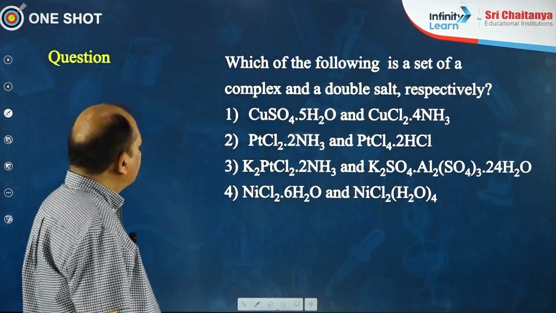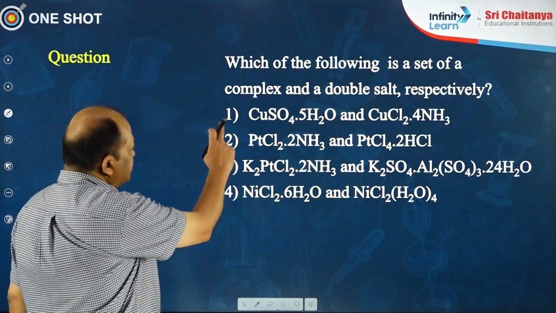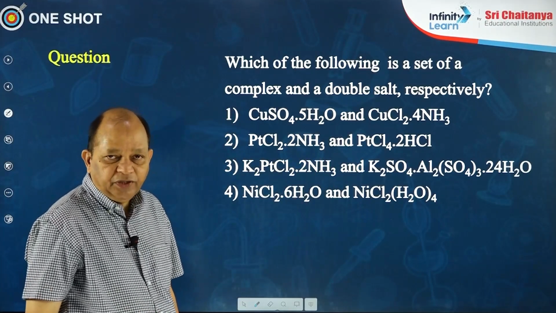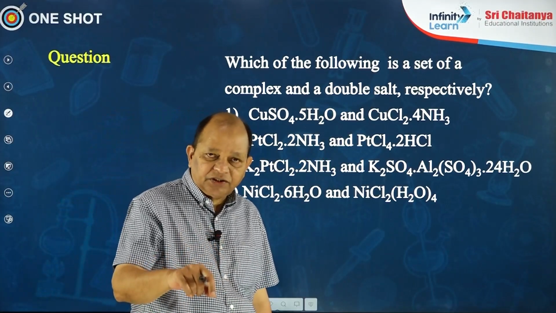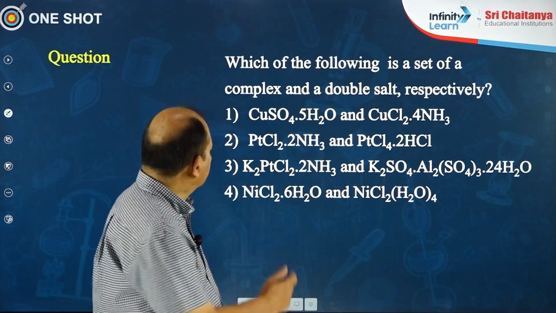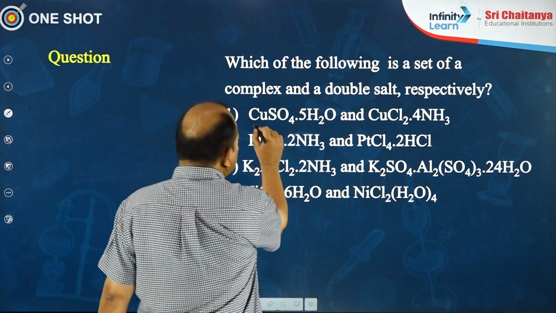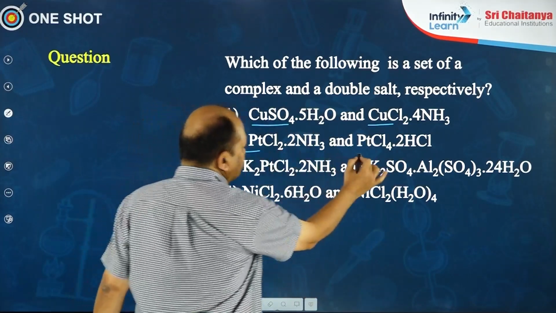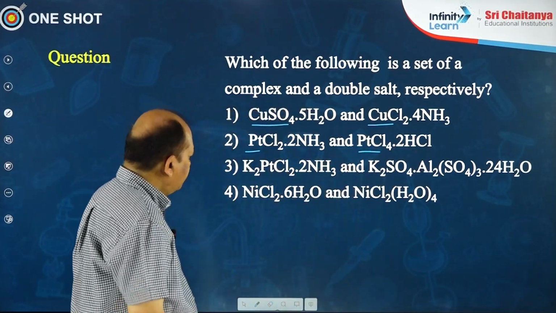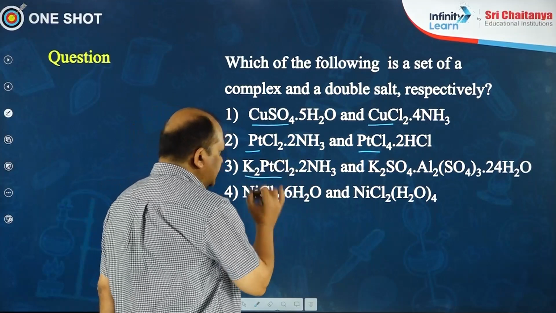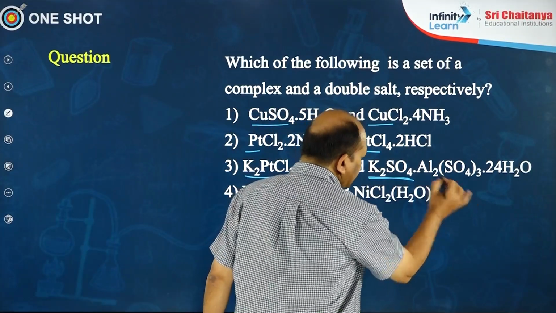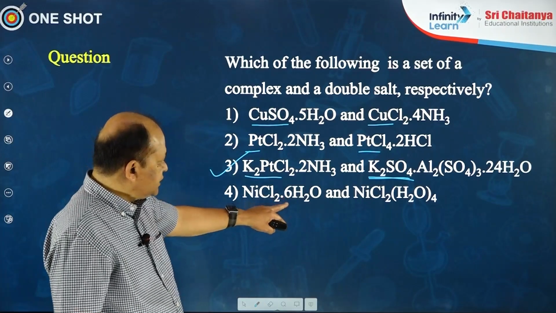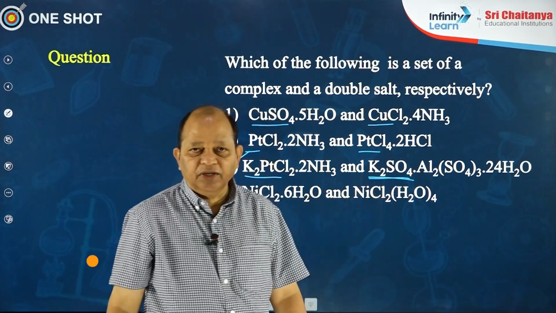See, the question will come like this: which of the following is a set of complex and double salt respectively? So, you have to identify a complex salt and a double salt. Option 1, this is a simple salt, and this is a complex. Option 2, both are coordination compounds. In option 3, this is a coordination compound, but this is a double salt. So, option 3 is the right option.